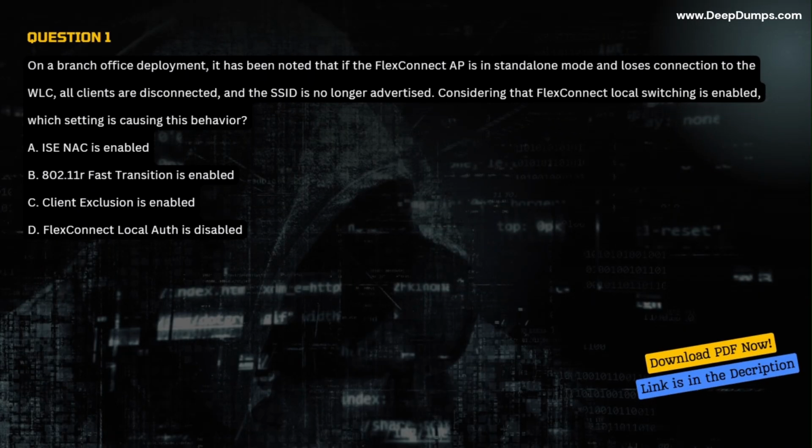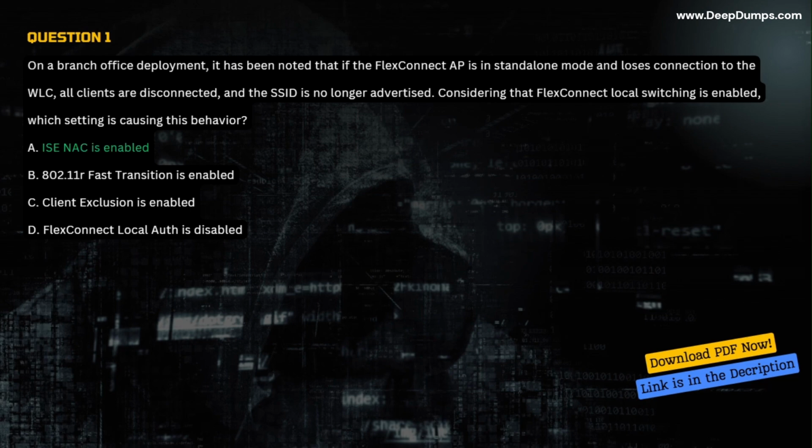Question 1. On a branch office deployment, it has been noted that if the FlexConnect AP is in standalone mode and loses connection to the WLC, all clients are disconnected, and the SSID is no longer advertised. Considering that FlexConnect local switching is enabled, which setting is causing this behavior? A. ICNAC is enabled. B. 802.11r fast transition is enabled. C. Client exclusion is enabled. D. FlexConnect local auth is disabled.